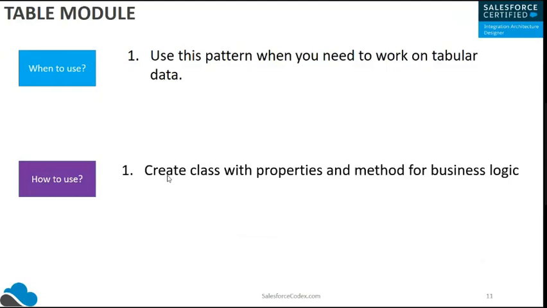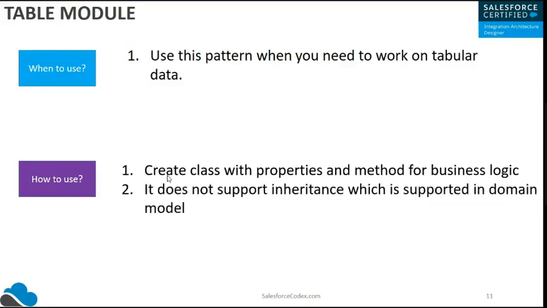Now, how should we use it? We should create a class with properties and methods for all the business logic. Whatever properties we need to show the details of that particular entity, and whatever business logic is required, we add in the same class. And it does not support inheritance, which is supported in the domain model. The domain model supported inheritance, but in the table module inheritance is not supported. So that is a difference between the domain model and the table module.